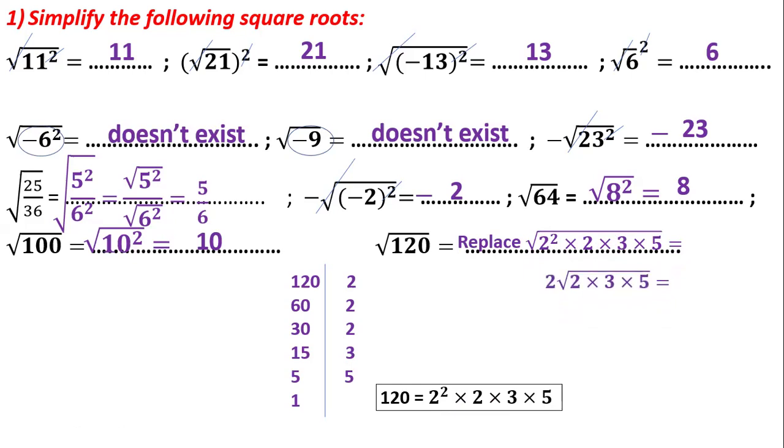Don't leave it like this. Multiply the numbers inside the radical. 2 times 3 is 6, times 5 is 30. So our answer is 2 radical 30. This is the simplified radical 120.